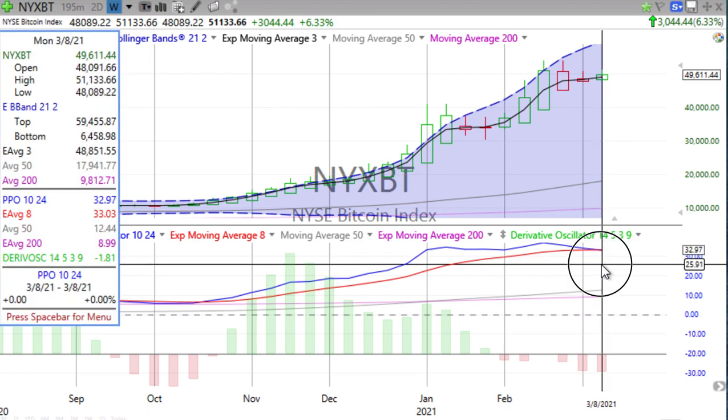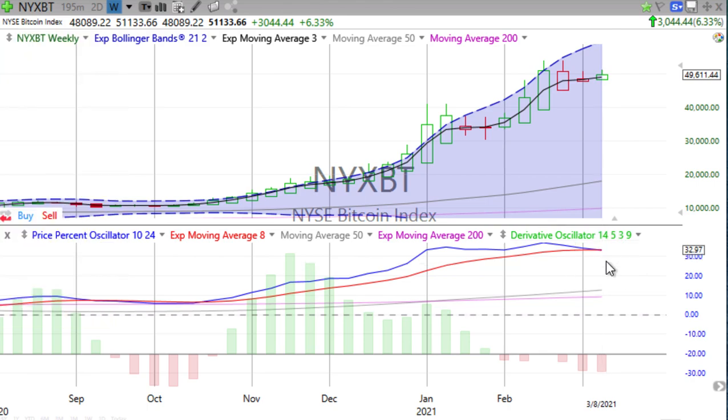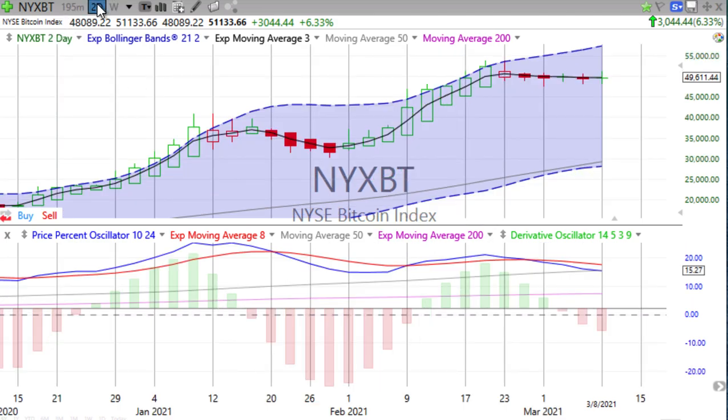Did it cross through? Yes, it has crossed through. Even starting the week off, the price percent oscillator crossing through the red signal line doesn't mean if it continues to go up for the week, it'll stay this way. This is the first day of the latest weekly candle. Derivative oscillator gaining downward momentum too. We'll keep our eye on things.